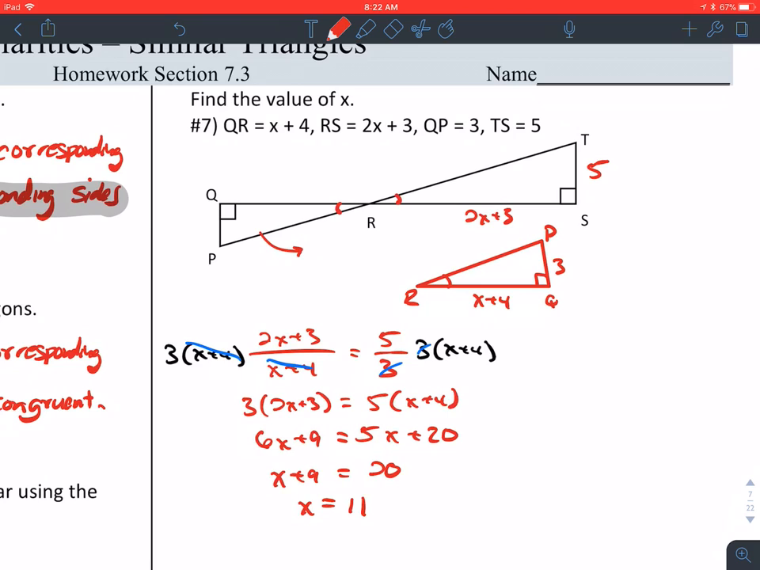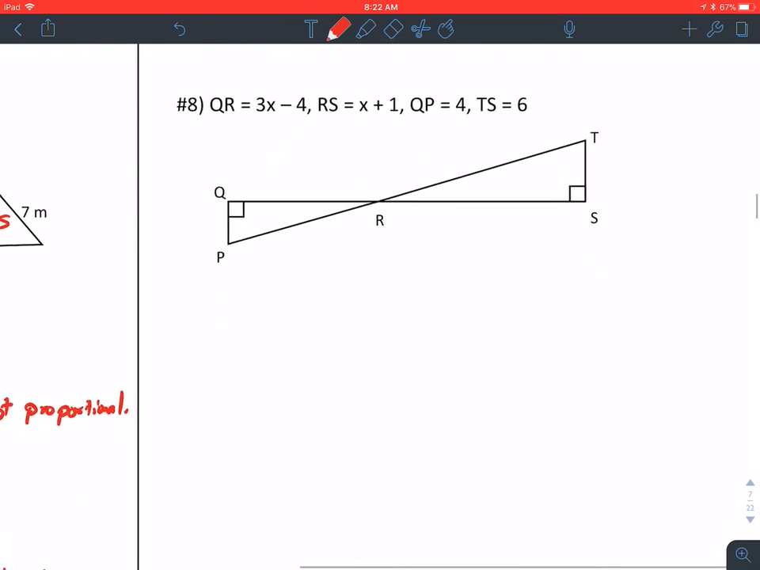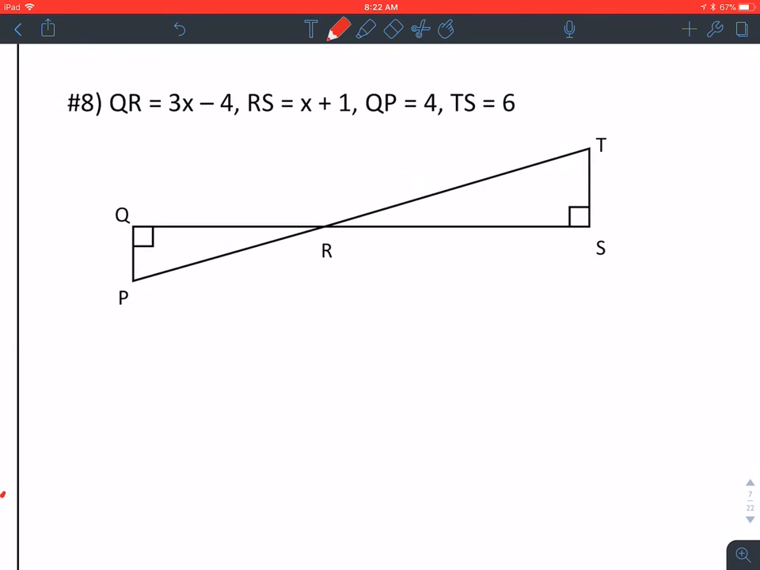The direction said find the value of x. We have done so. We are finished. Number 8. It's the same picture.